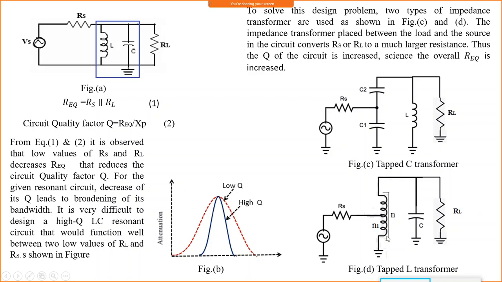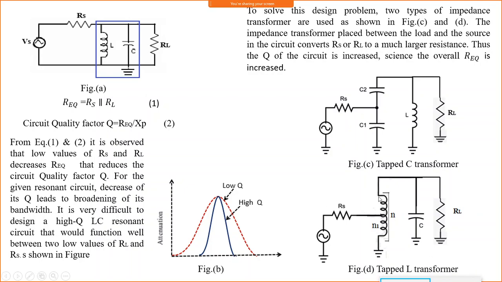The inductor has a winding, with the total number of turns equal to N. Out of that total, N1 turns are in the lower part and the remaining turns are in the upper part. This is called a tapped L transformer. We can use either one, or a combination of both, but usually only one of them is used. This is the tapped C transformer, and this is the tapped L transformer.